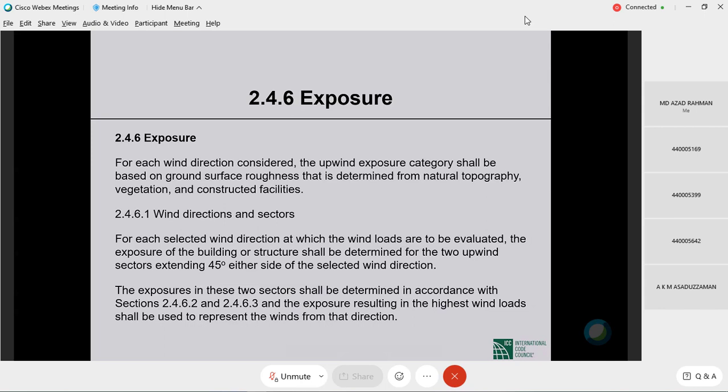Now comes some, I would call this basic stuff. This is part of the requirements, but this is very basic. We have exposure categories that have come up from the beginning. They used to be A, B, C, D, now B, C, D in AC 7, and A, B, C in BNBC 2020. What are they? What are the definitions?